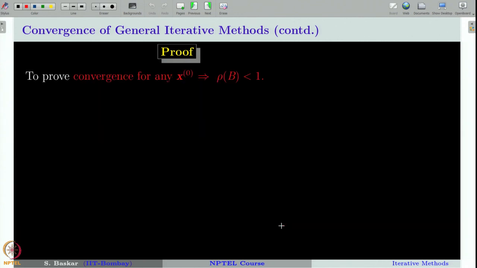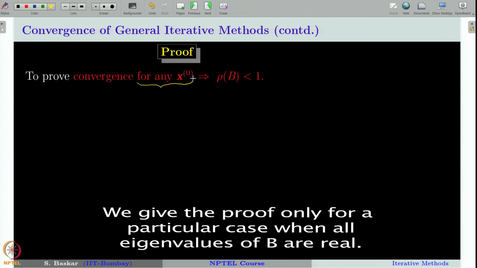Let us now assume that the iterative sequence converges for any initial guess x naught. That is very important. The statement is that the sequence converges for any initial guess x naught, and this is the assumption, and we have to prove that the spectral radius of B is less than 1. How to prove this? Well, there are many ways to prove it. Let us take a simple approach.